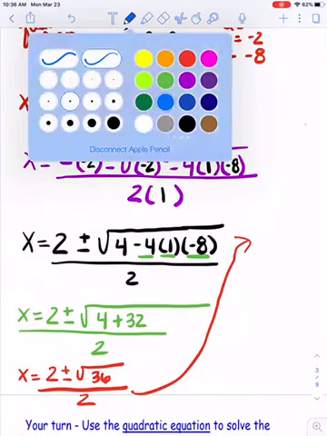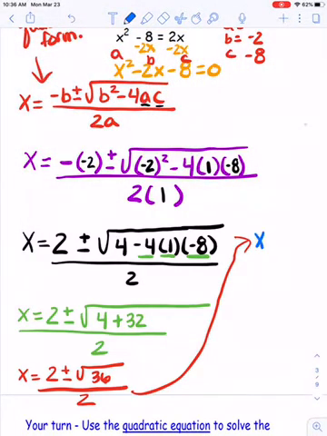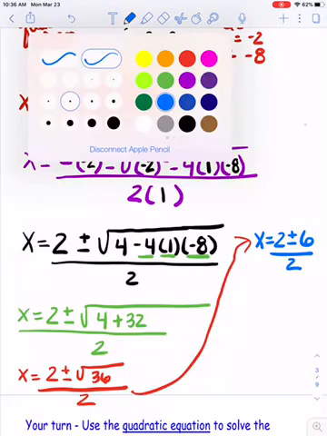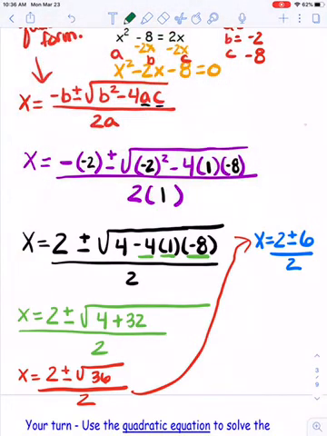So from here, I'd have x is equal to 2 plus or minus, well the square root of 36 is 6, so I can simplify that over 2. So here's kind of where the little bit tricky part, or the weird looking part, comes. We got to find our 2 solutions. So you got to first pick one of our operations. So I'm going to just pick adding first.